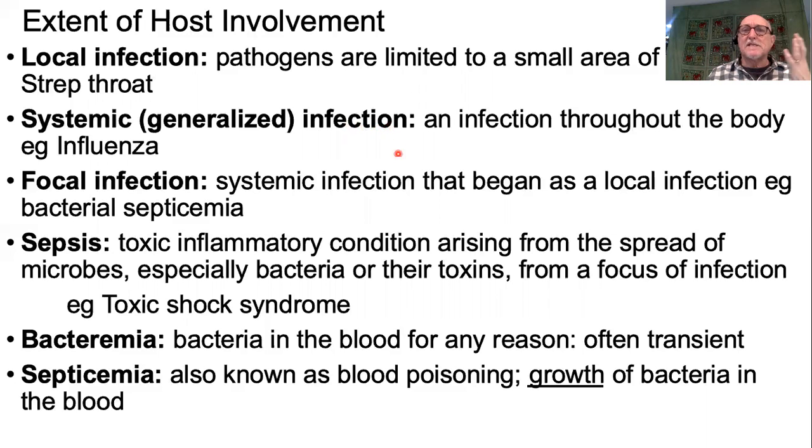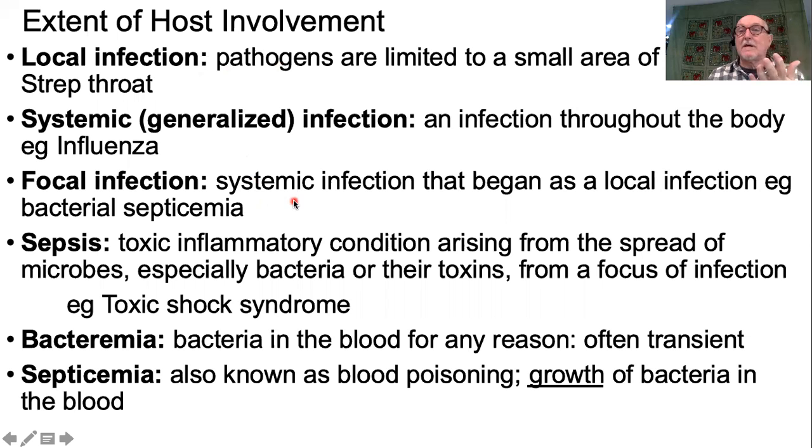Normally, however, we think of systemic infections as being those things like, especially, the viral infections such as influenza. It's not limited to one focus. Even though you may have symptoms somewhere that draw your attention, influenza, for example, actually affects cells widely throughout the body. It is systemic. A focal infection is one which begins as a local infection and then spreads from there. My example of streptococcal throat might be an example.